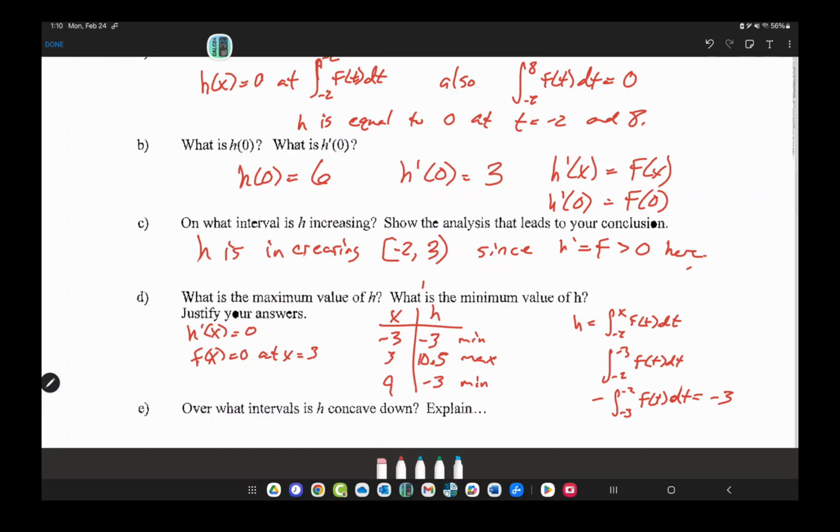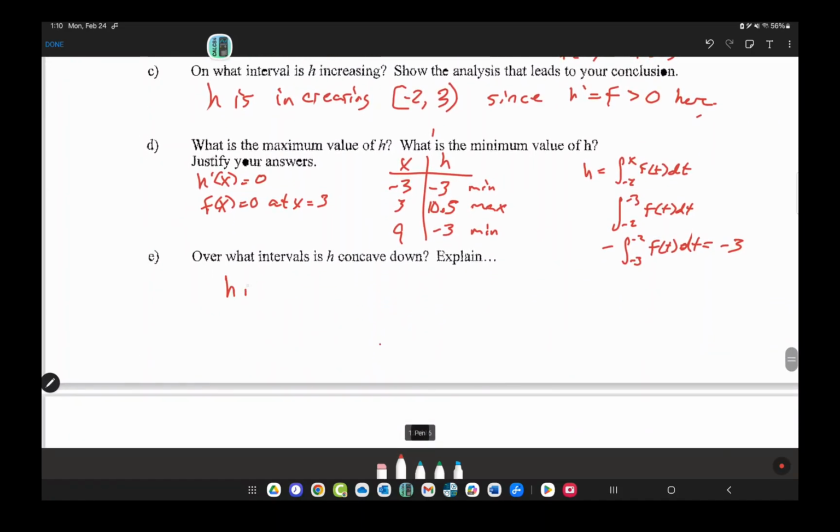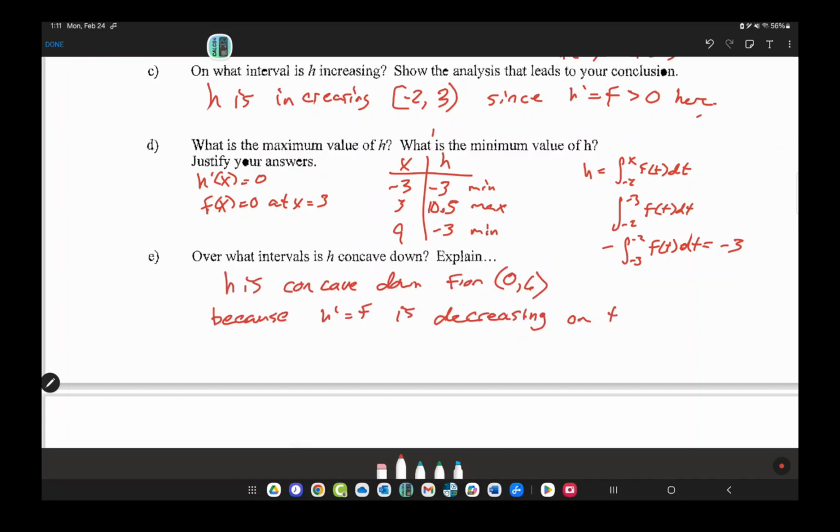For what interval is h concave down? Explain. 0 to 6. Yeah, because f is decreasing from 0 to 6. H is concave down from 0 to 6, as h prime equals f, which is decreasing on that interval.